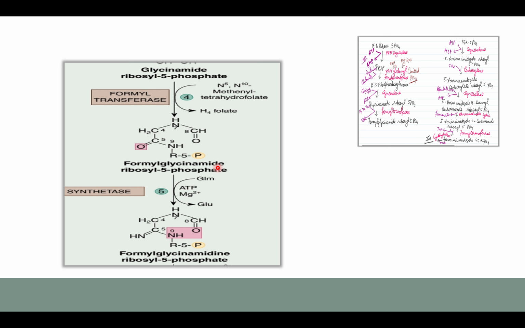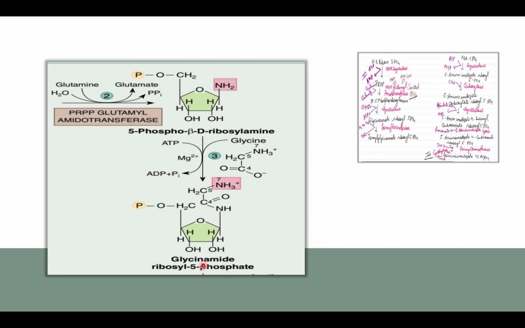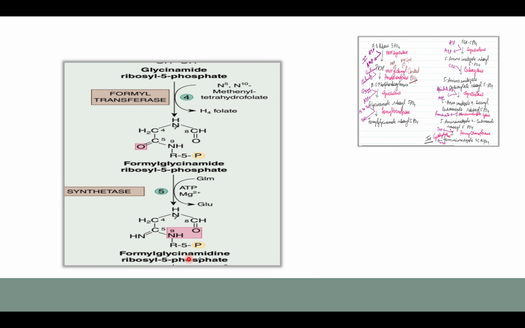So from glycinamide ribosyl 5-phosphate, formyl glycinamide ribosyl 5-phosphate is formed in two steps utilizing the enzymes formyl transferase and synthetase. In the formyl transferase step, the N5,N10 methenyl tetrahydrofolate is utilized, whereas in the synthetase enzyme step, the ATP is utilized.